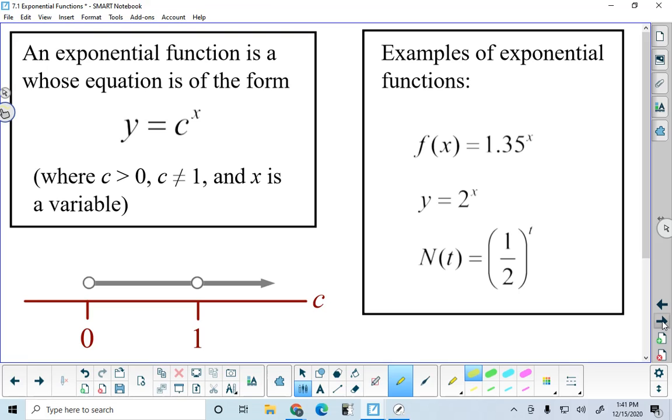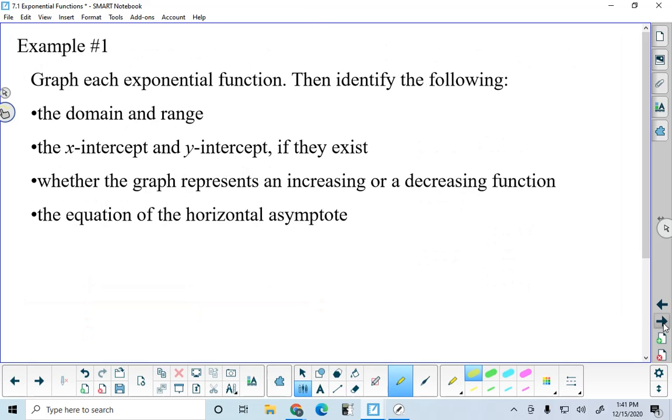So examples of exponential functions that fall into this category are f of x equals 1.35 to the x, y equals pi raised to the x, y equals 2 raised to the x, n as a function of t equals 1/2 raised to the t. So the basic idea is we have a number raised to a variable. First example asks us to graph these exponential functions, and we're not going to graph them on a graphing calculator because we need to use this example to teach us about exponential functions and how they behave.